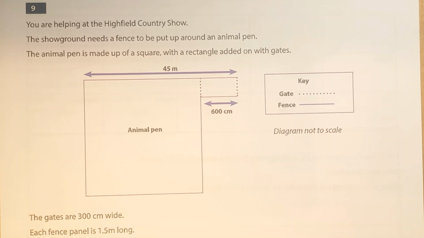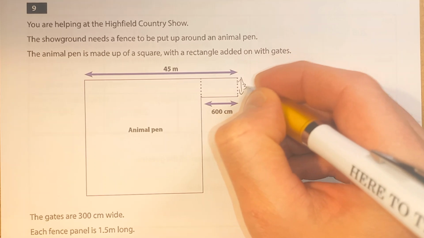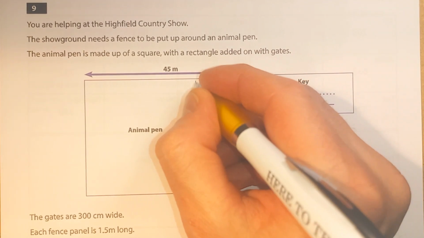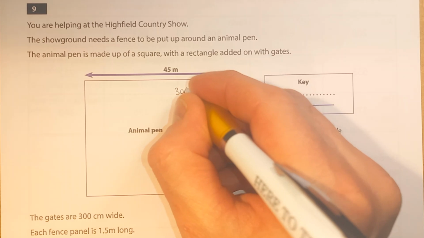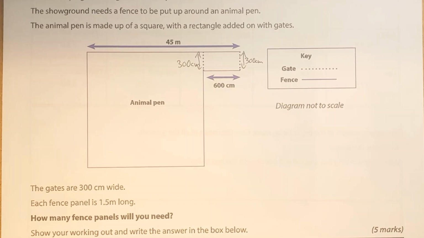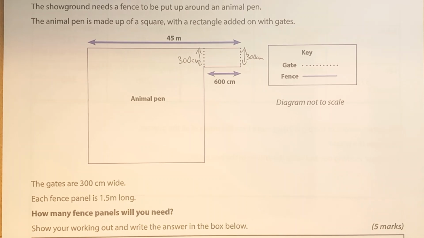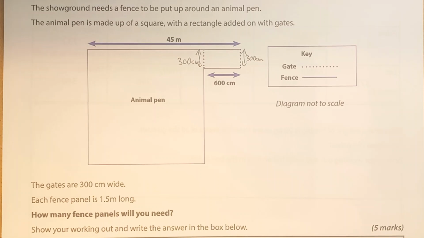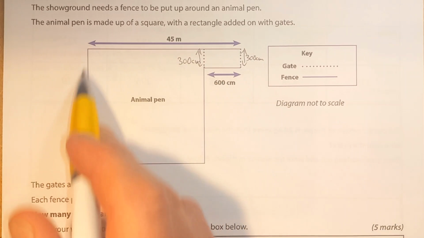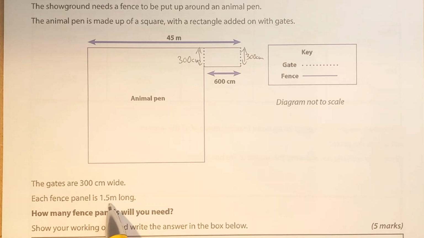Okay. The gates are 300 centimetres wide. So I'll put that on there, same with that one. And each fence panel is 1.5 metres long. How many fence panels will you need? Show your working out and write the answer in the box below. Okay, so this is a bit of a sort of perimeter question. Okay, so basically we want to know what all of this distance is, not including the gates, and then work out how many fence panels we need for that distance.